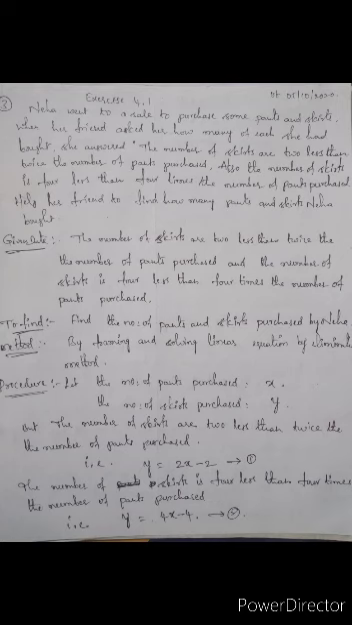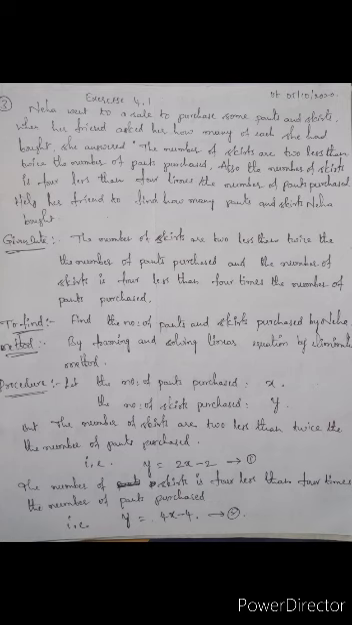The number of skirts is 2 less than twice the number of pants she purchased. That means the number of skirts is y, as we assumed. According to this condition, the number of skirts is twice the number of pants less 2. That means y = 2x - 2. In the next condition, the number of skirts is 4 less than 4 times the number of pants she purchased. So the number of skirts is y, 4 times the pants is 4x, less 4, so y = 4x - 4. The first is equation number 1 and the second condition is equation number 2.